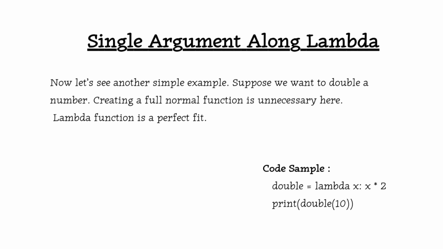Why exactly? Because we have passed 10 as a parameter, as a single argument, and the lambda function evaluates the expression on the basis of the value passed to the function. Specifically, if 10 is passed, then 10 is taken as the x variable, and it is evaluated and assigned to the double variable. Once I call double, passing the 10 value as a parameter, it is evaluated and we get the result. So such a simple expression we can do using the lambda function in Python.